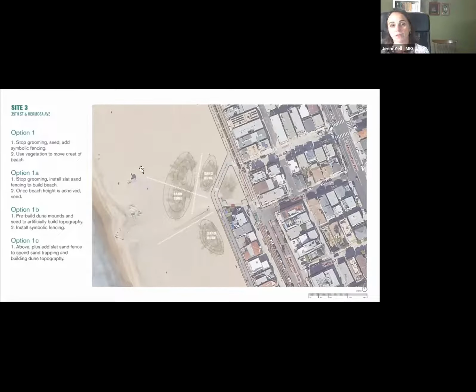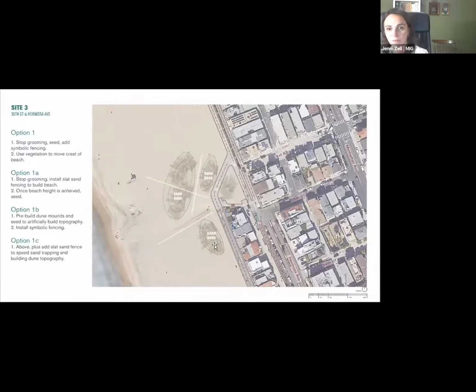And really the beauty of this one is it uses vegetation to move the crest of the beach where you want it, and helps to grow this sort of habitat space. And different variations are here. You can read them on the, well, maybe you can't, but there are variations on this option. You can install slat fencing, which helps to trap more sand and build those dunes quicker. You could pre-build these mounds and seed them to really build that topography faster. And you could also build that dune with different configurations of the slat sand fencing.